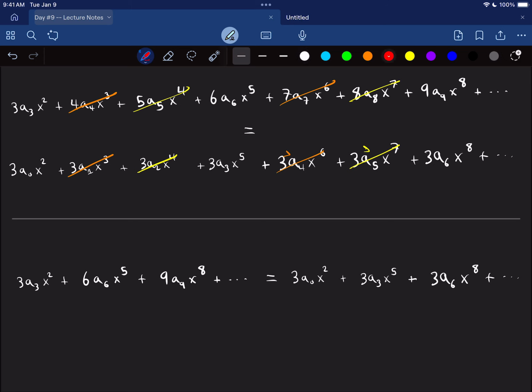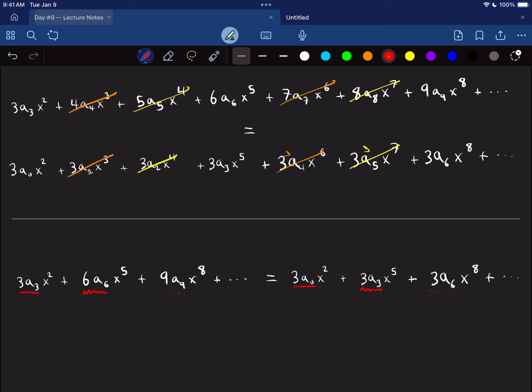Right here we have really, really clean matching. I have 3A3 is equal to 3A naught. I have 6A6 is equal to 3A3. I have 9A9 is equal to 3A6. And this pattern would continue. And I'm going to identify this pattern.